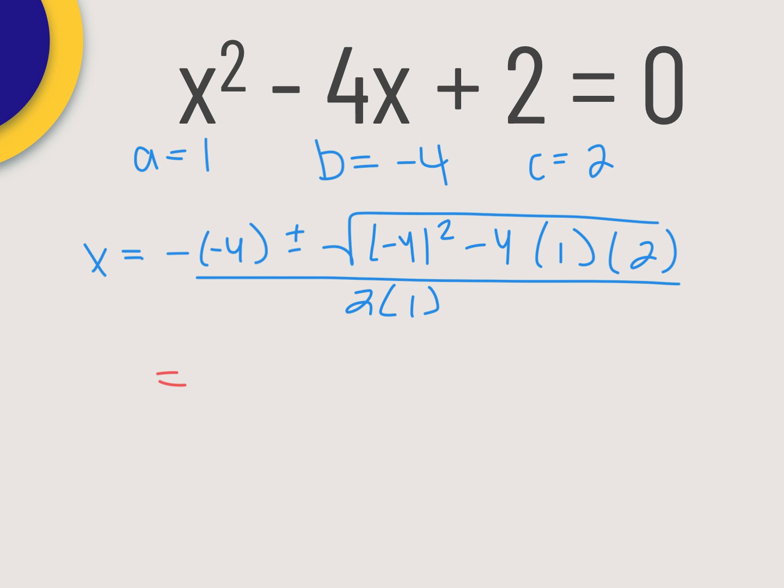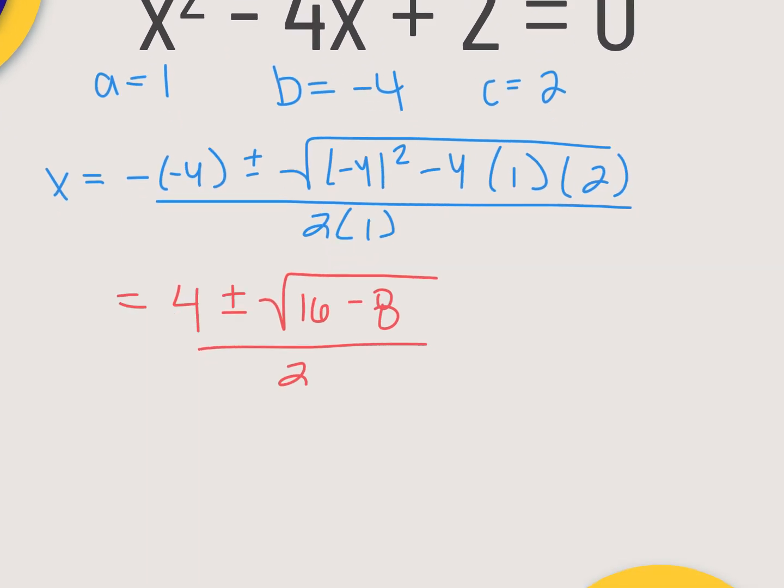And now we just start simplifying. What's a negative 4? Positive 4, plus or minus. When I square a negative number, what does it become? Positive. So negative 4 squared is 16. Then I have negative 4 times 1 times 2. Minus 8. Perfect. All over 2 times 1 is 2. Everybody with me? Simplify a little more. So I have x equals 4 plus or minus the square root of... what is 16 minus 8?